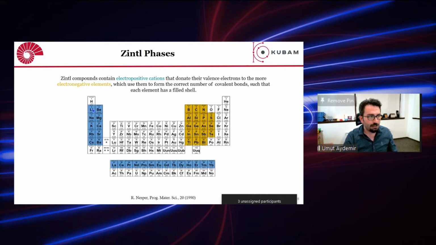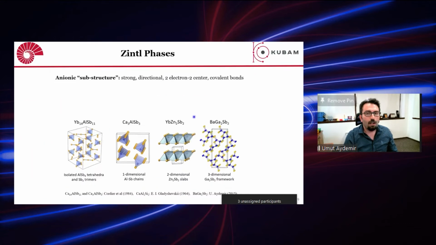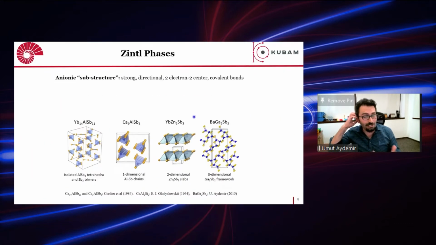Here you can see that these cations can be alkali metals, alkaline earth metals, rare earths, or even transition metals. You can just add the transition metals to the structure, and the anions are on the right side, the p-block elements mostly. Okay, so what are the Zintl phases? Maybe people in the audience are not familiar with the Zintl phases.